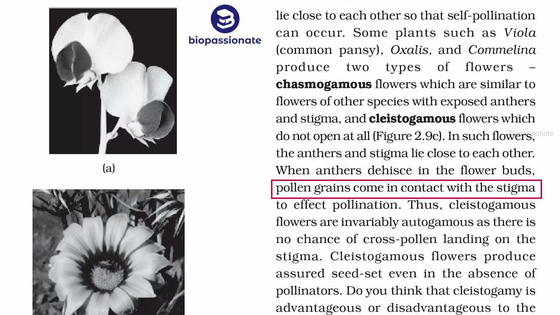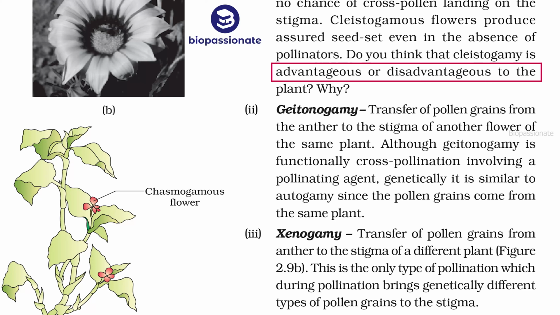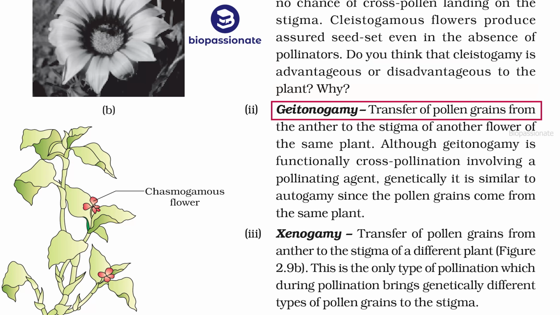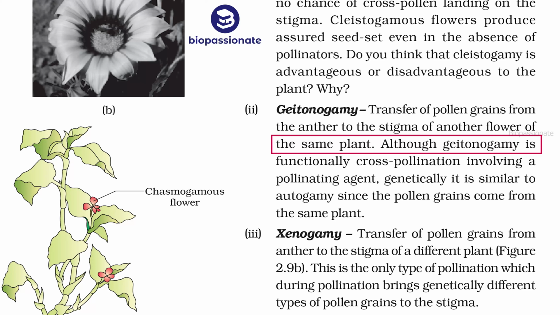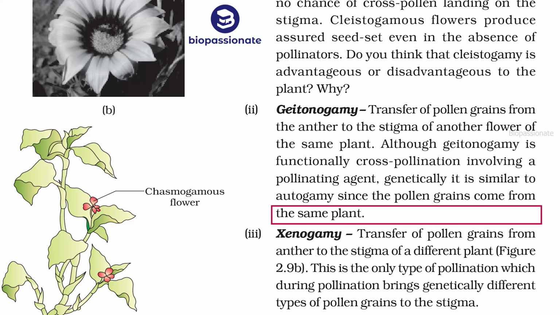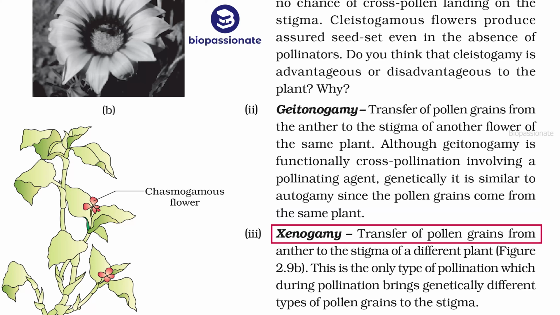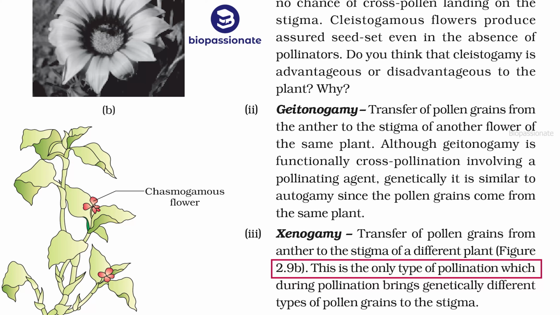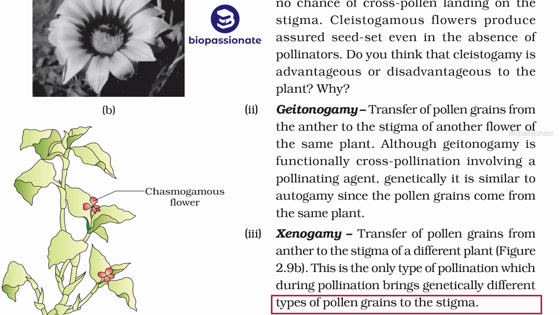Do you think that cleistogamy is advantageous or disadvantageous to the plant? Why? 2. Geitonogamy. Transfer of pollen grains from the anther to the stigma of another flower of the same plant. Although geitonogamy is functionally cross-pollination involving a pollinating agent, genetically it is similar to autogamy since the pollen grains come from the same plant. 3. Xenogamy. Transfer of pollen grains from anther to the stigma of a different plant. Figure 2.9b. This is the only type of pollination which during pollination brings genetically different types of pollen grains to the stigma.